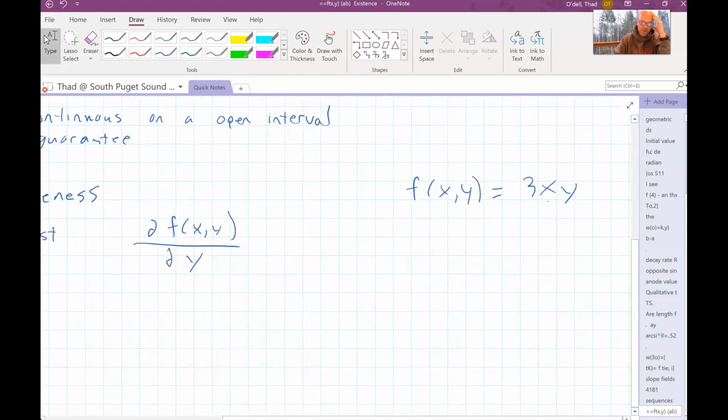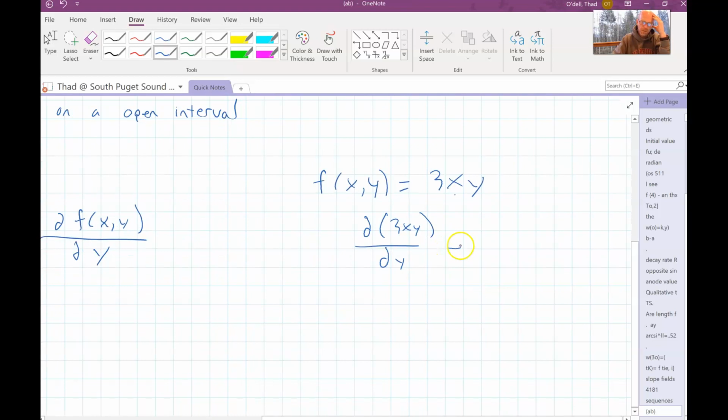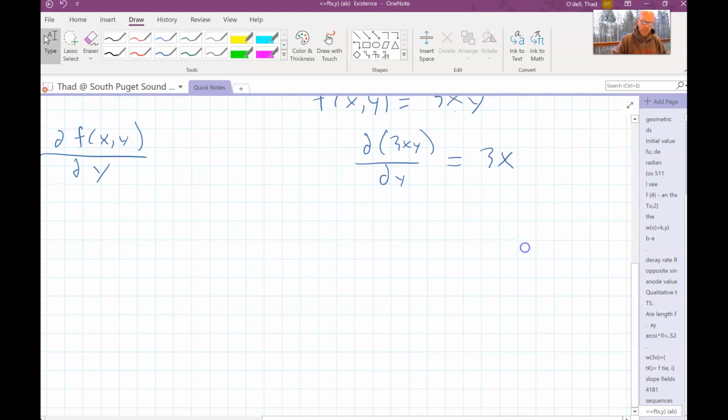So if I take the partial derivative of this with respect to y, x is considered a constant. So we just have a constant times y, and the derivative with respect to y would just be 3x.